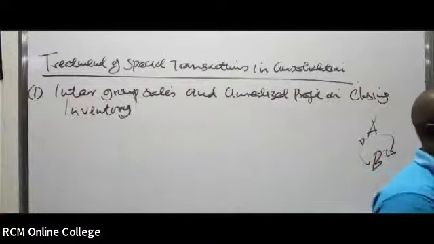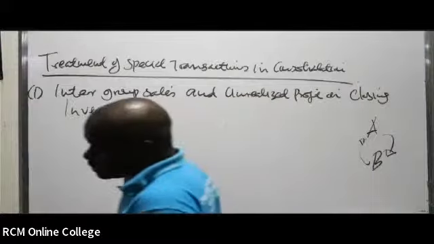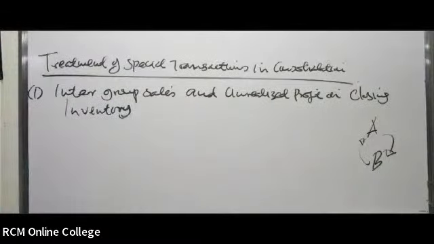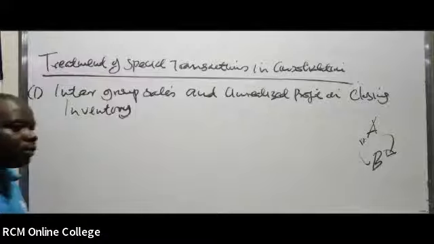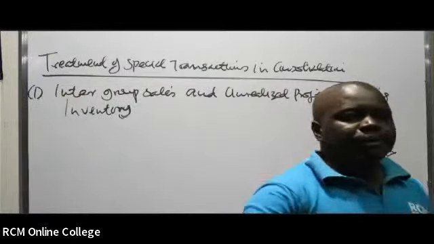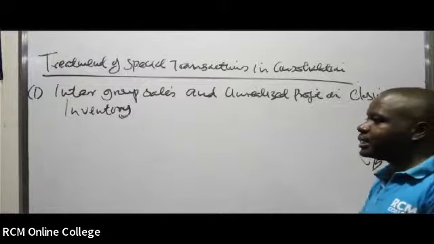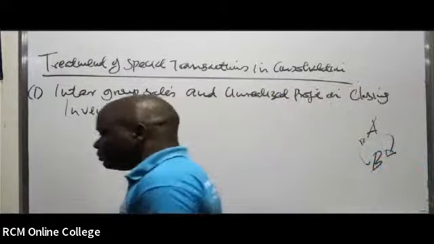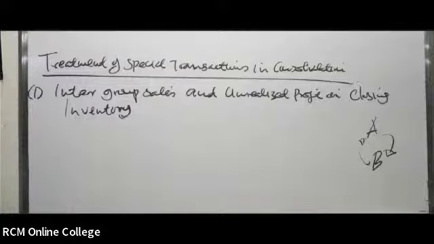This occurs where a member of the group sells goods to another member of the group. And of course, when you talk about members of the group, we're talking about what? Either the holding company, the associate, or maybe the subsidiary. If in this case it happens, then what will be the treatment of this kind of a transaction?